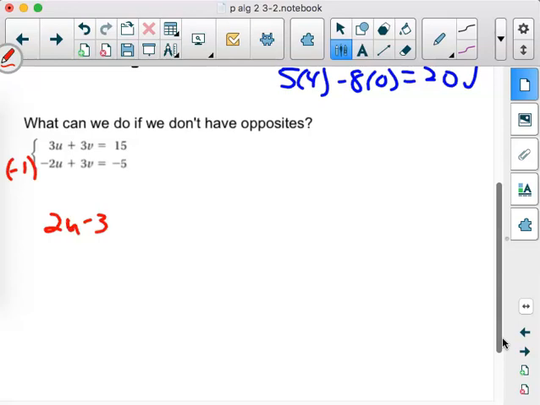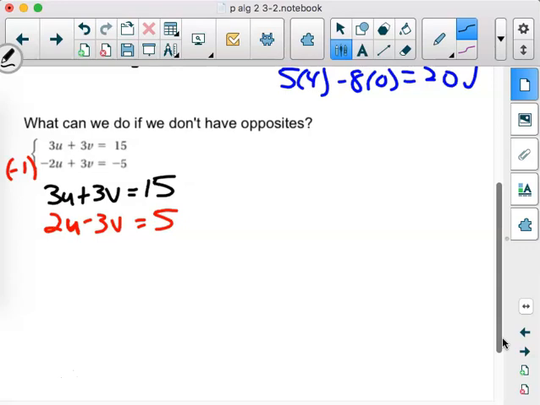And remember, that just makes all the signs the opposite of what they were. I'm going to leave the top one alone. Like so. And now, I have 3v and a -3v. And those will cancel out.